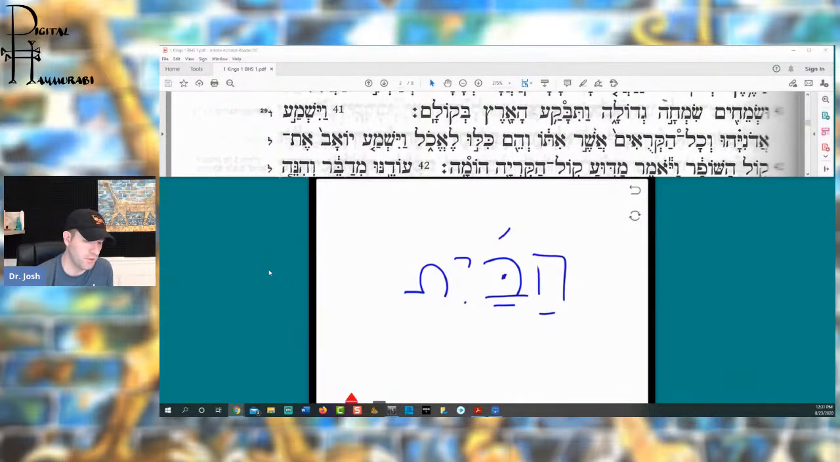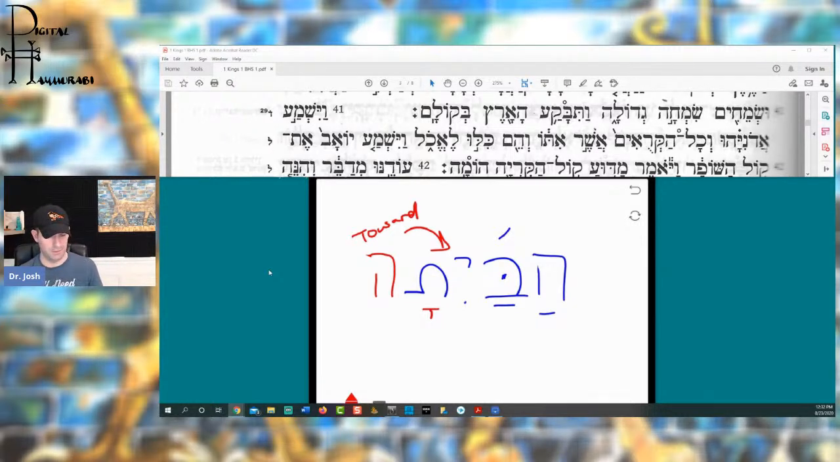There's an ending that we can put on the end. This hey right here is the thing that you want to pay attention to. That's the directive hey. And what it's saying is toward this thing. So toward the house or to the house. So habaita is to the house.